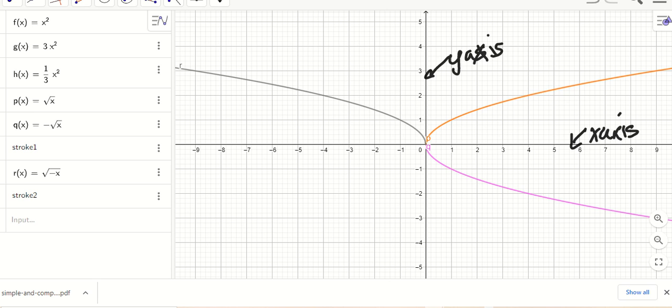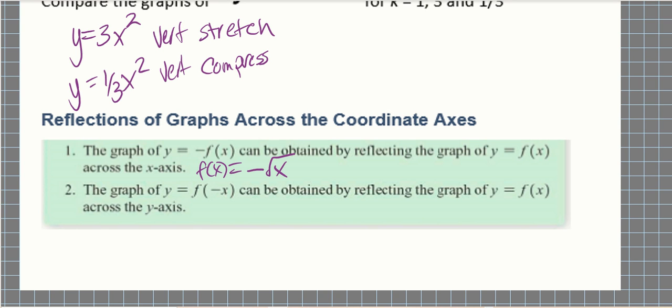Negative outside the function, right? If the graph is f of negative x, it is obtained by reflecting f of x across the y-axis. Which goes back to where I said: if the negative is on the outside of your function, you reflect across the x-axis. If the negative is on the inside of your function, you reflect across the y-axis, right?